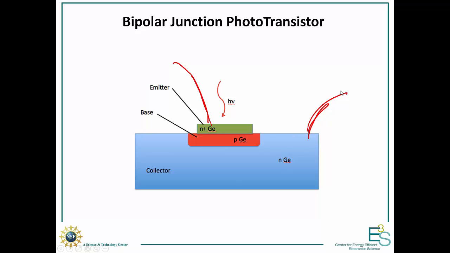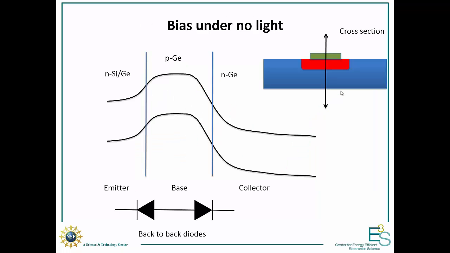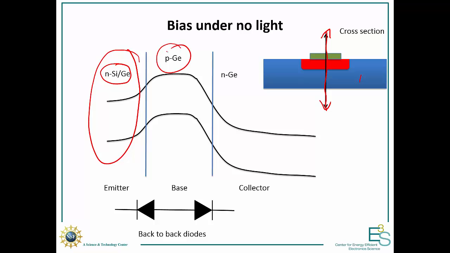So let's have a good look in detail of how this works. Now I've taken a cross-section of the device here and drawn the band diagram through the device. So your emitter is highly doped N-type. If you want, you can actually have a heterojunction. So here's silicon germanium here. We'll see what that does later. And your base and your collector, so red and blue. So your base is going to be doped P-type, and your collector is going to be doped N-type.